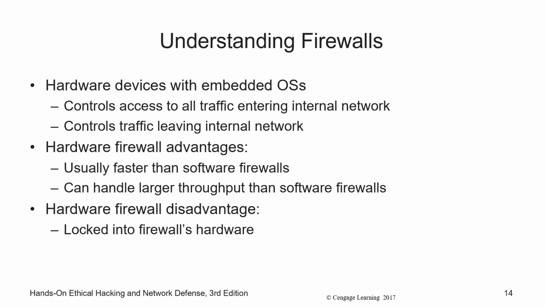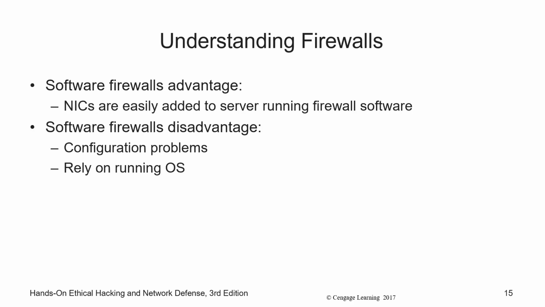When we look at firewalls, again, these are hardware devices with embedded operating systems. This controls access to traffic entering an internal network, as well as that traffic leaving the network. The advantage of a hardware firewall is obviously it's faster than a software firewall, and it can handle larger throughput. And the problem with the hardware firewall is you're locked into a specific vendor. Software firewalls, obviously you can change the vendor, but you rely on whatever operating system you're running, and it's more difficult to configure and a bit slower.